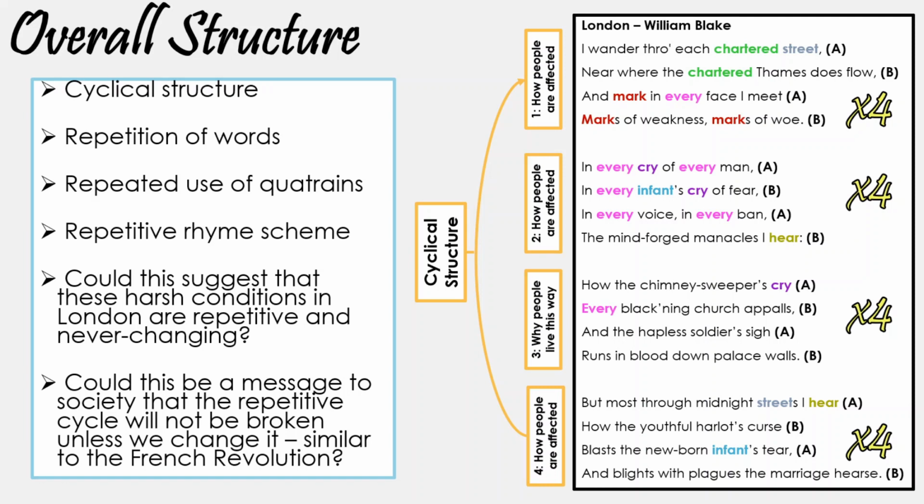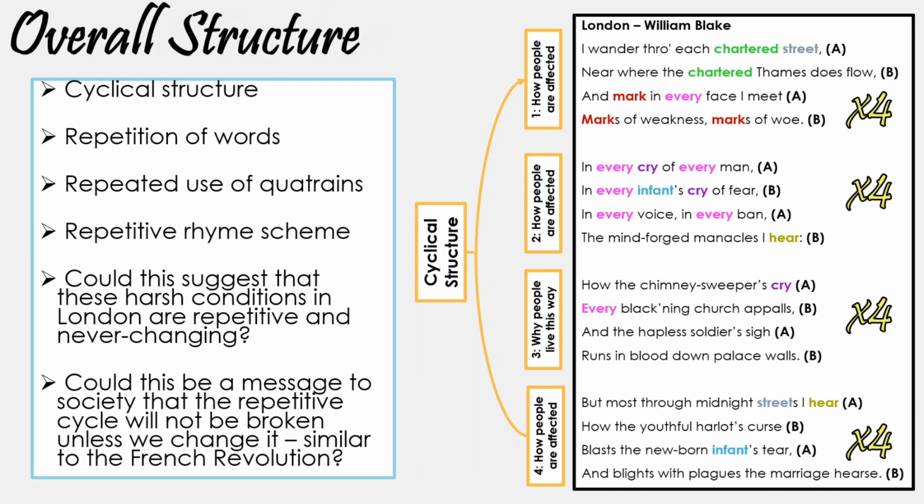He suggests that the same sorts of people will always be in power, i.e. the church and the palace, and the working class will always be trodden on. These will always be normal, regular, never changing parts of everyday life unless we change it. Could this be a nod to the French Revolution that Blake supported, even admired, as we discussed in the context video?